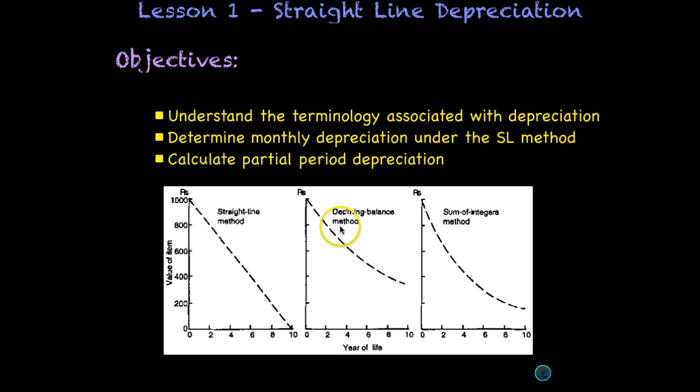Here are 3 methods, and you can see the graphs for each. You'll notice that the straight line method is called straight line because it's a consistent amount of depreciation each year, versus the declining balance method or the sum of integers method. These are more exponential type functions. In these two functions, you can see there is an initial greater amount of depreciation in the first few years of life, and then it tapers off as we go, whereas straight line declines the same amount every year.